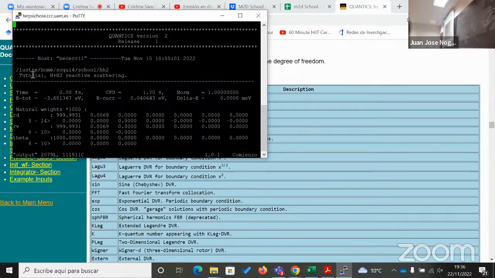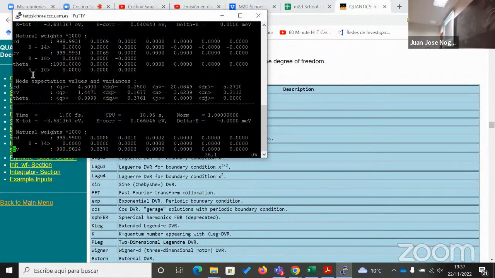What else? It gives you the expectation values as well, here, at each time. Because you have set your wave packet in a place, it says that for the dissociation coordinate the expectation value is 4.5. That is where we have set this. So we have put the two fragments as far as 4.5 angstroms to start the propagation.